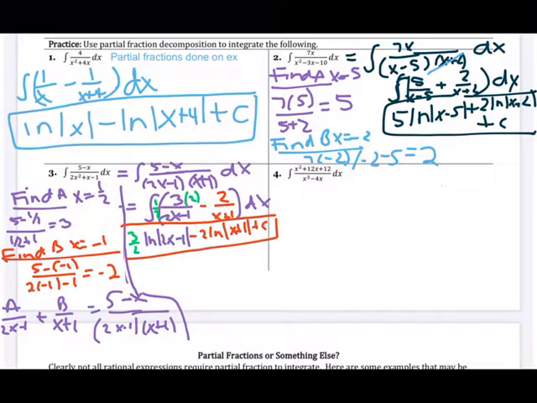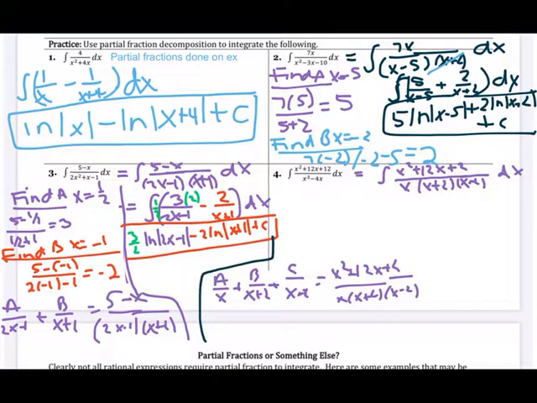All right, and on to number 4. So on number 4, the bottom factors to be 3 different factors. So we're going to have A over x plus B over x plus 2 plus C over x minus 2. Now go ahead and use the Heaviside method to find A, B, and C.